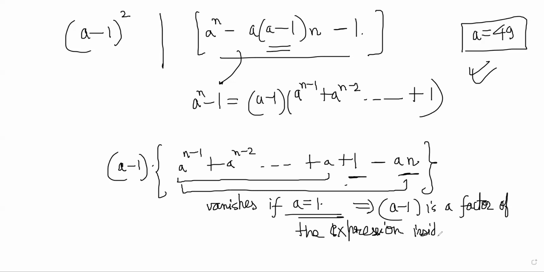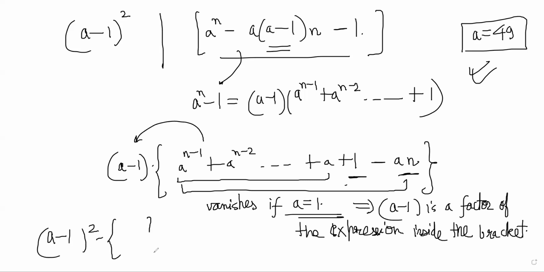If a minus 1 is a factor of the expression inside the bracket, we can take it common outside and you get basically a minus 1 whole square into some expression, which proves that a minus 1 whole square divides this, right? So that is the general question and we have solved a particular case here. Let's look at the next one.